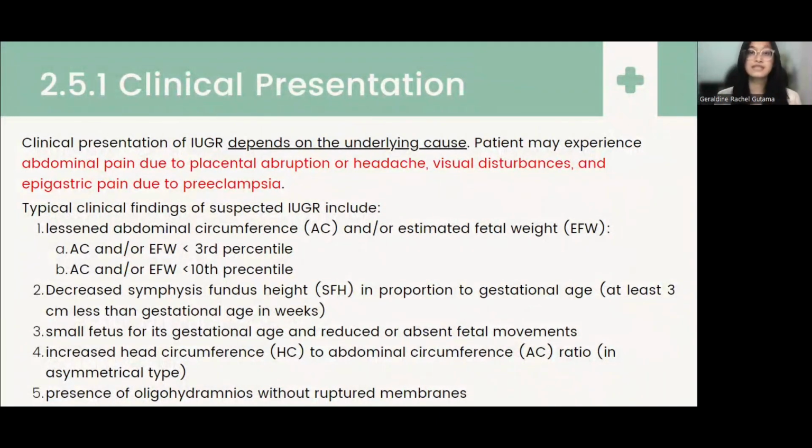Typical clinical findings of suspected IUGR include, first, a lag in abdominal circumference and or estimated fetal weight. Second, decreased symphysis fundal height, at least 3 cm less than the gestational age in weeks. Third, a small fetus for its gestational age and reduced or absent fetal movements. Fourth, an increased head circumference to abdominal circumference ratio in the asymmetrical type of IUGR. And last, presence of oligohydramnios without ruptured membranes.